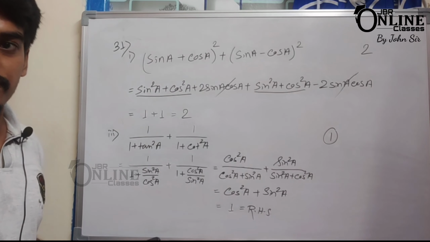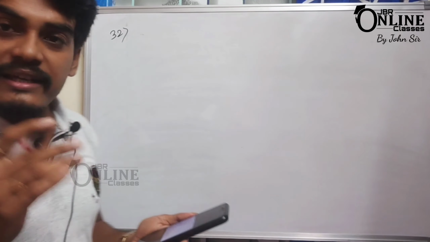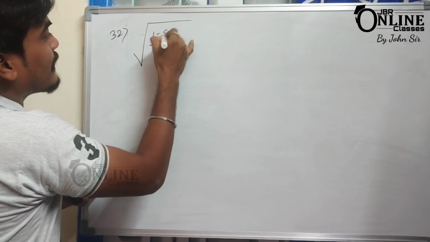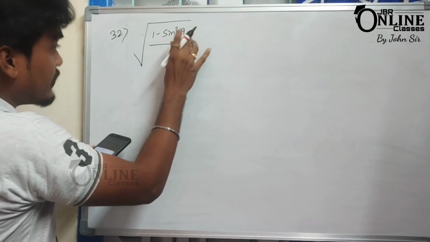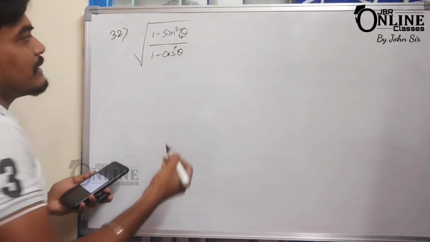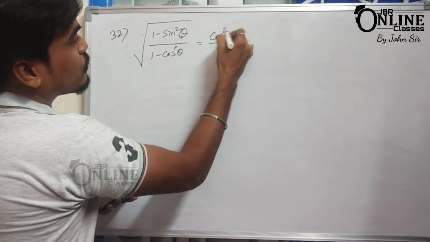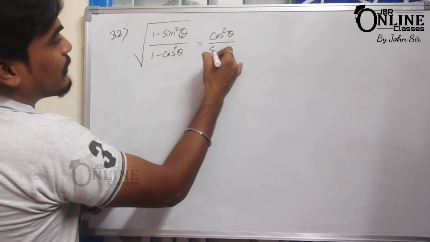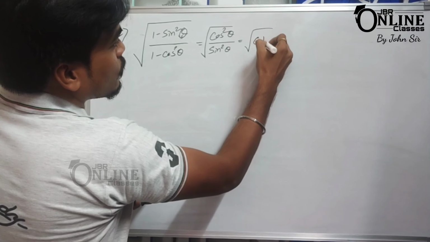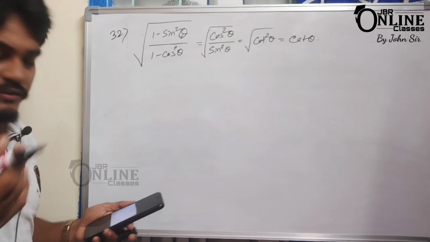So it's also proved. So now next, sum number 32. In sum number 32, it's a very easy problem. Root over 1 minus sin square, sorry, it's theta, sin square theta divided by 1 minus cos square theta. Now you know that the formula of 1 minus sin square theta equals cos square theta, and the formula of 1 minus cos square theta equals sin square theta. So finally you will get cot square theta, and root of that equals cot theta.